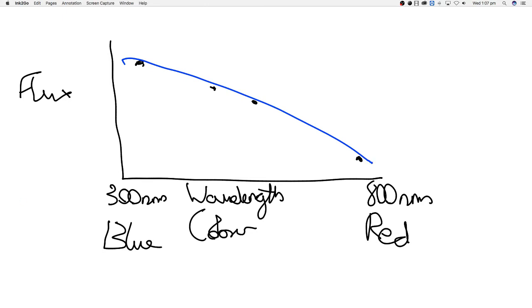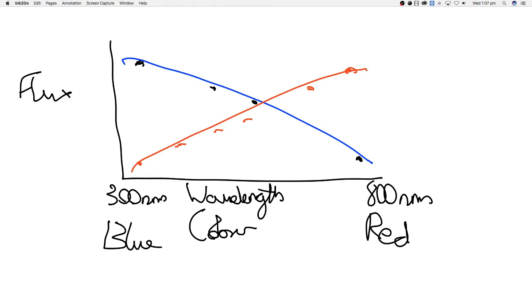We could do the same thing, but imagine it for a red object, for example. So if we have not much blue light down here, a bit more in the middle, and then lots of red light up here, this is what a red object might look like in terms of spectrum. Not much blue light, lots of red light.